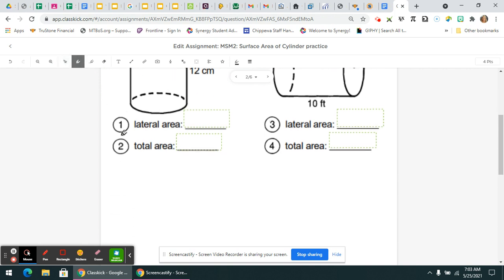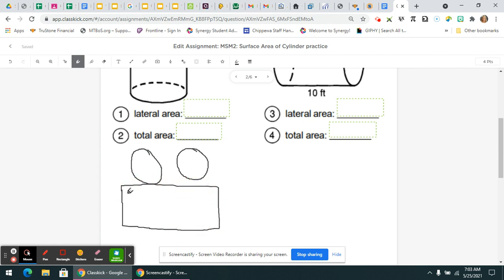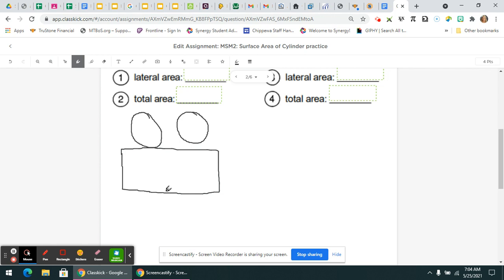So I'm going to grab my marker and draw this out like we've done in class. I'm going to take my 2 circles. So 1 circle, 2 circles, and my rectangular part. So here's my rectangular part. Sorry, my drawings are awful, but we get the picture. So here is my lateral area. The lateral area is the rectangular part. So remember, the rectangular part, this bottom length is the circumference, which we use pi times diameter. Okay, and we're going to multiply that by the height.